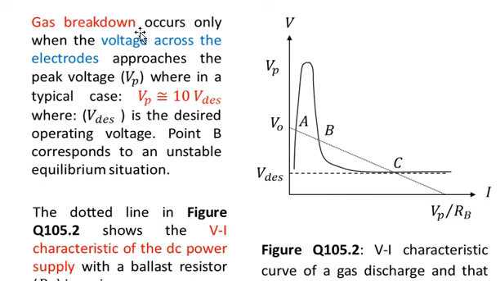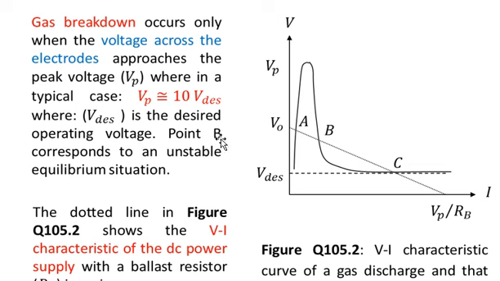Gas breakdown occurs only when the voltage across the electrodes approaches the peak value Vp, where in a typical case Vp, that is the peak voltage, is of the order of 10 times the desired voltage. So if you find a peak voltage value, you can consider your desired voltage to be 10 times smaller than that, where V_des is the desired operating voltage.